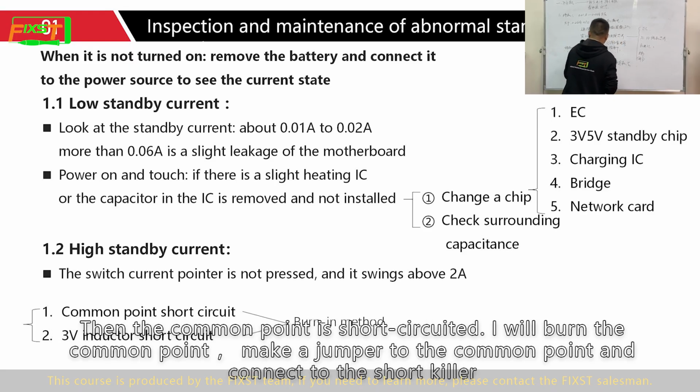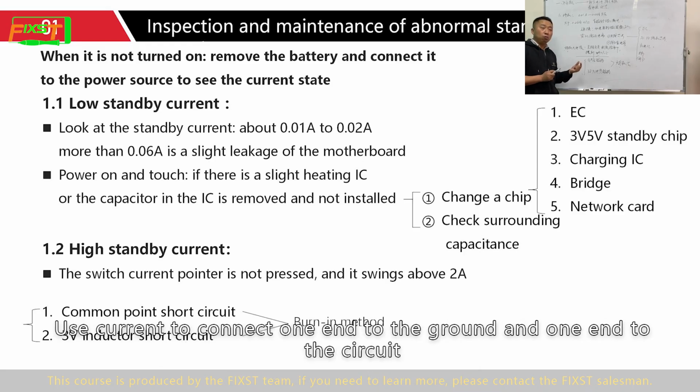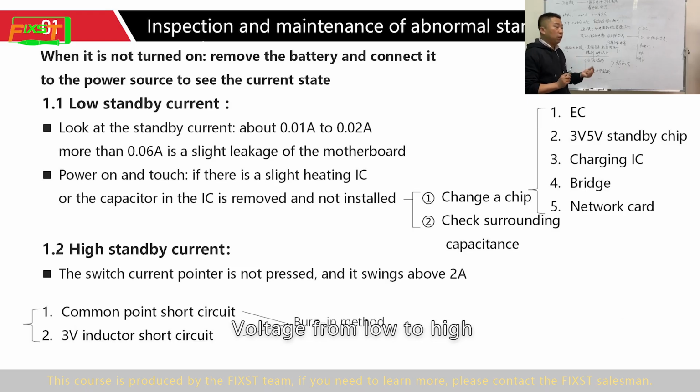Then the common point is short-circuited. I will burn the common point, make a jumper to the common point, and connect a short killer. Use current to connect one end to the ground and one end to the circuit, with voltage from low to high.